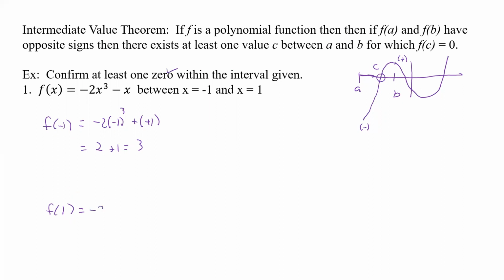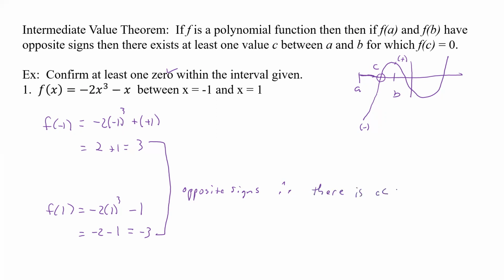So what do we do? Well, we plug in negative 2 times 1 cubed minus 1, because 1 just plugs in there. And so we have 1 cubed is 1, times negative 2 is negative 2, minus 1, and that gives me a negative 3. Now, those are opposite signs, and so therefore there is a c between negative 1 and 1.